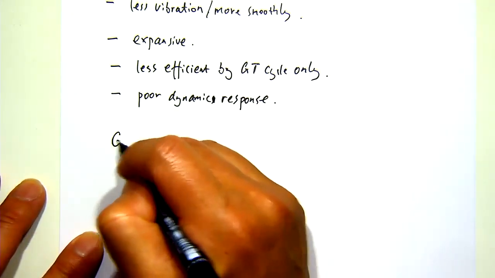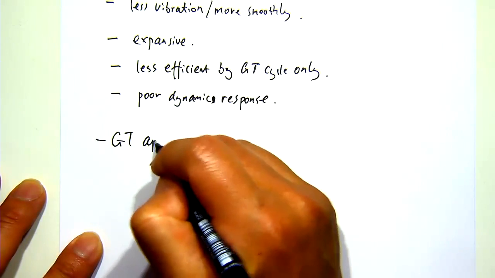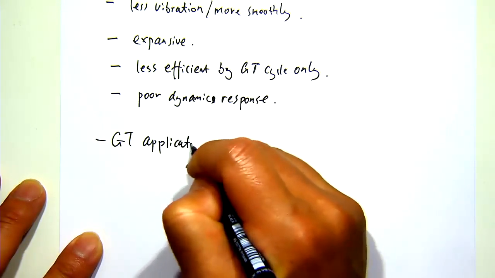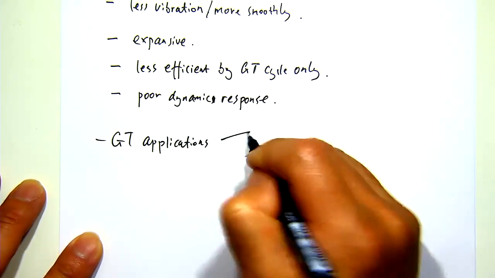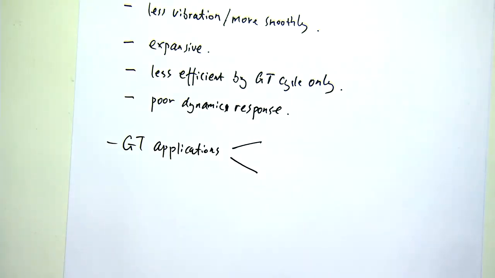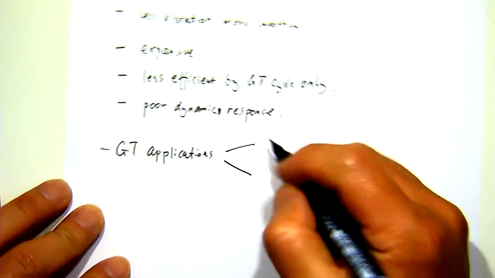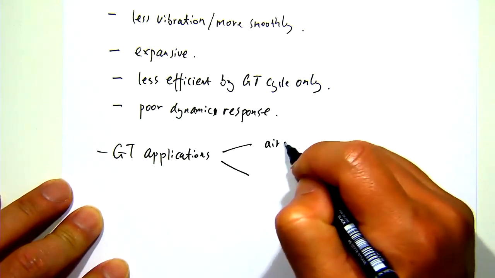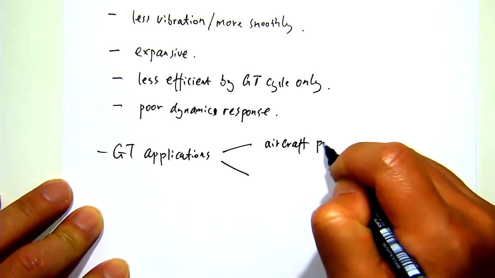Gas turbine applications. There are two major types. One is, a question for you: where is the gas turbine engine being used? Aircraft. Yeah, so that's aircraft propulsion.